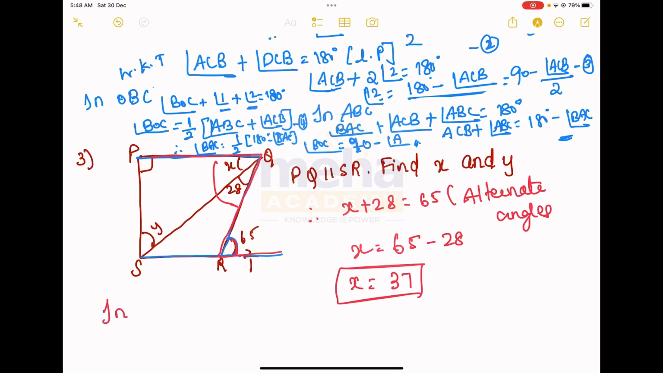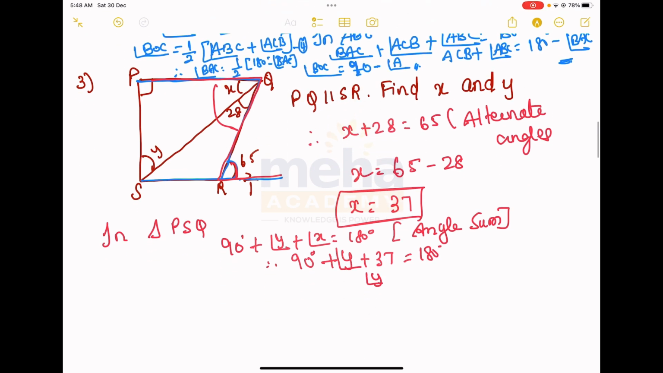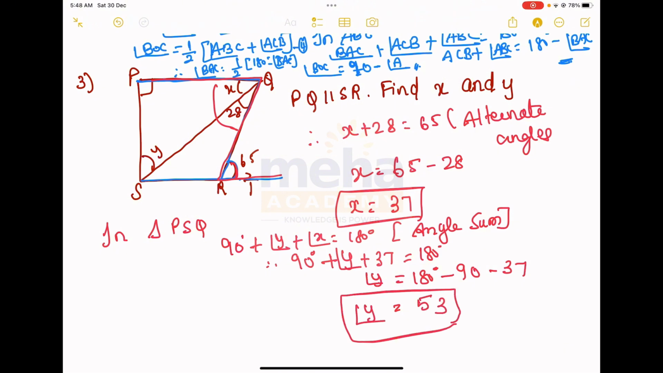Then we will say in triangle PSQ, 90 degree plus angle Y plus angle X is equal to 180 degree because this is the angle sum property of a triangle. Therefore, substituting the values, we get 90 degree plus angle Y plus 37 degree gives me 180 degree. So angle Y is equal to 180 degree minus 90 minus 37. That would be angle Y is equal to 53. This is the answer for X and Y.